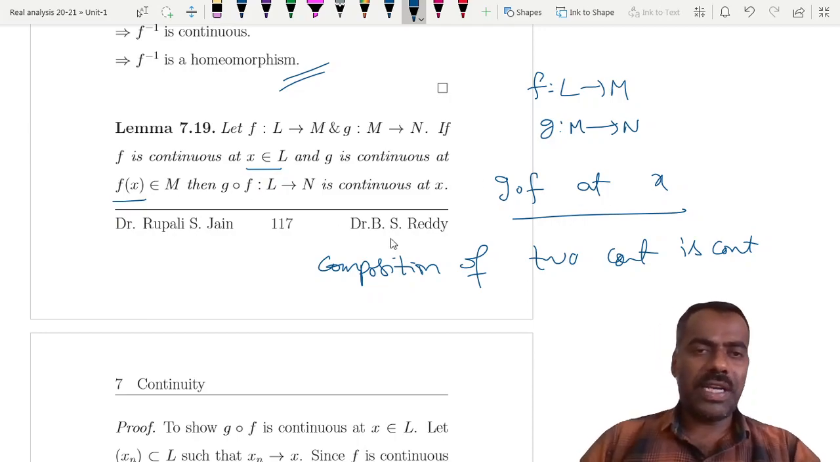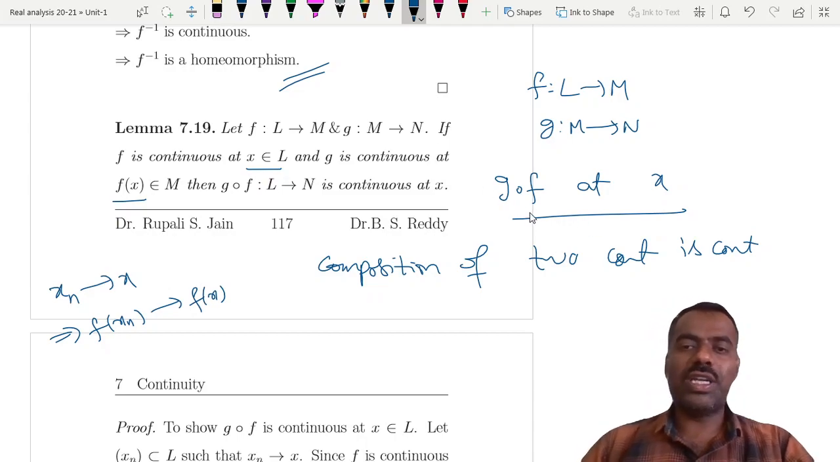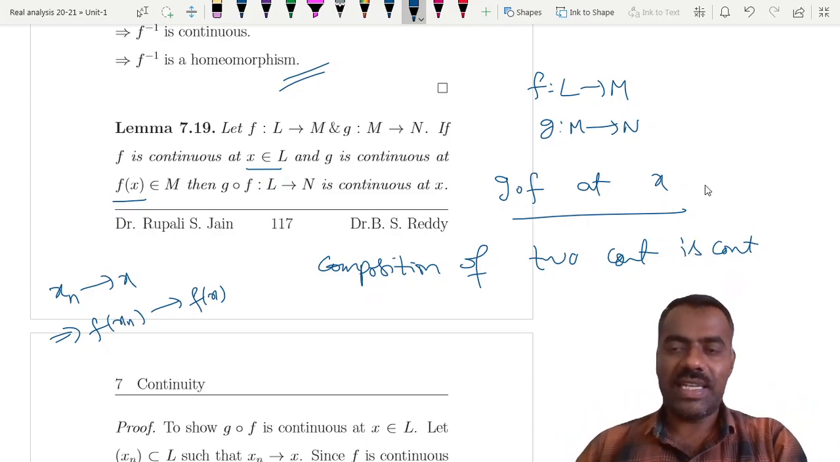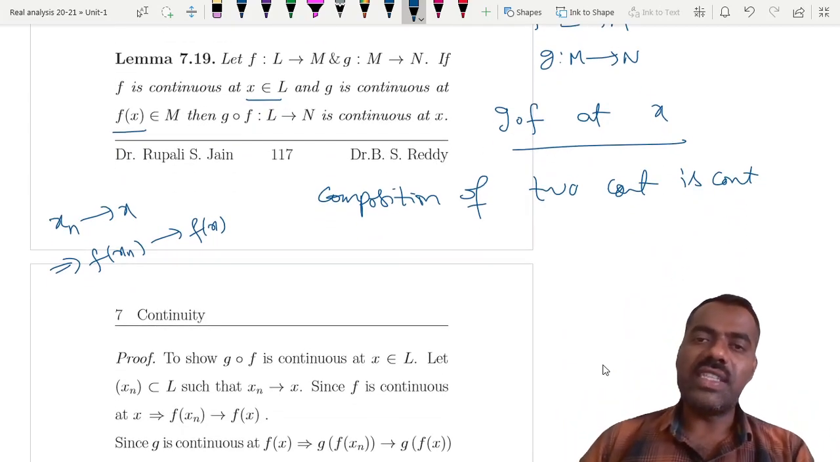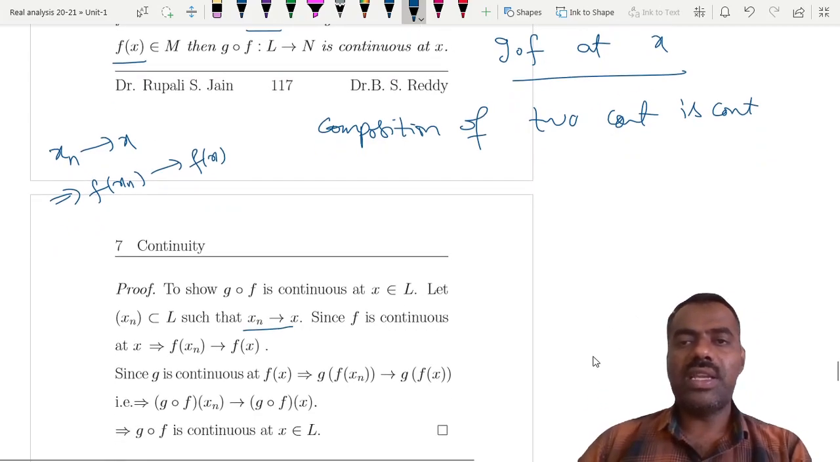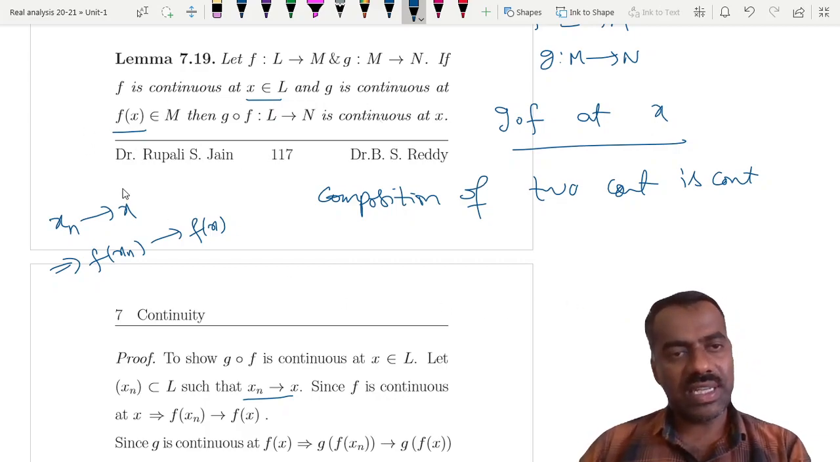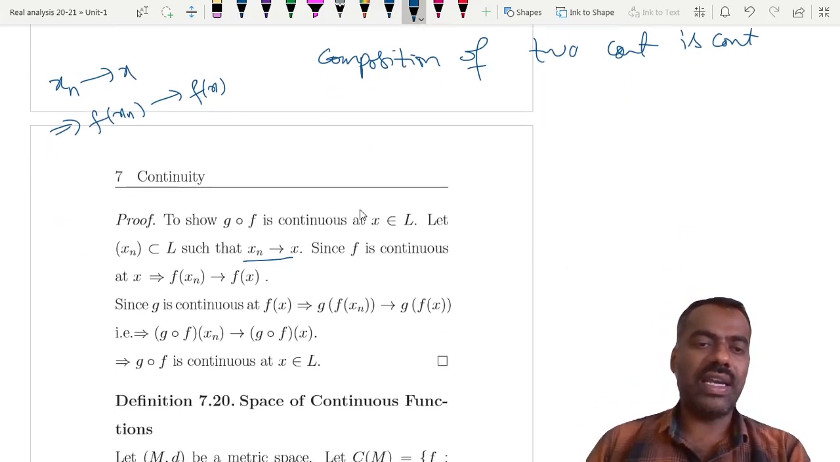Proofs and all, what we argue here is in terms of sequences. If xn converges to x, and f is continuous, then f of xn converges to f of x, right? So you want to show that g composed f is continuous at x, so start with a sequence xn converging to x, right? Then use the fact that f is continuous at x and g is continuous at f of x and get the conclusions.